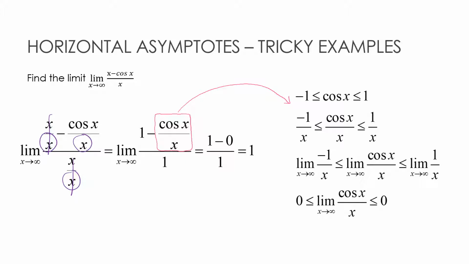So again, notice that cosine oscillates between -1 and 1. And then just like I did with my sine function, let's take everything divided by x. Let's take the limit of everything. And the limit has to be between 0 and 0, which means this limit must also be 0. So 1 minus 0 over 1, my answer is 1.